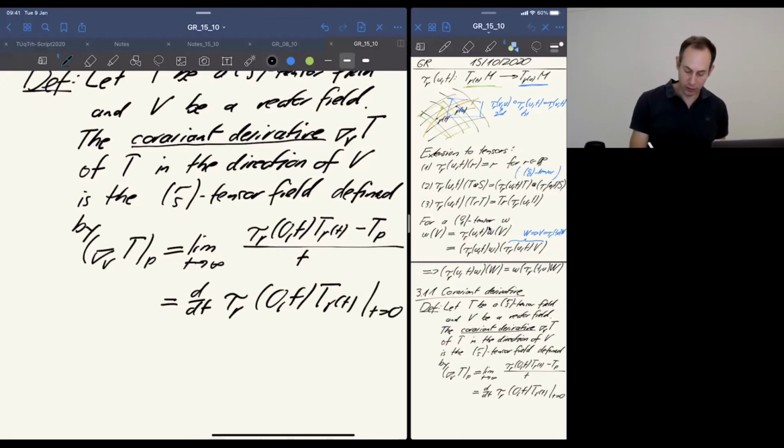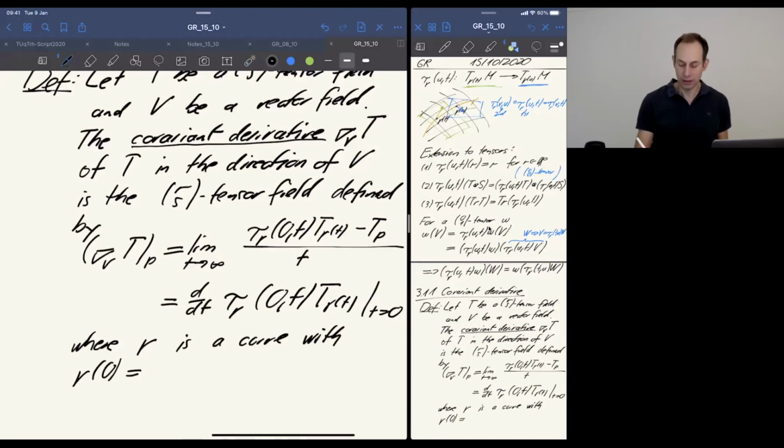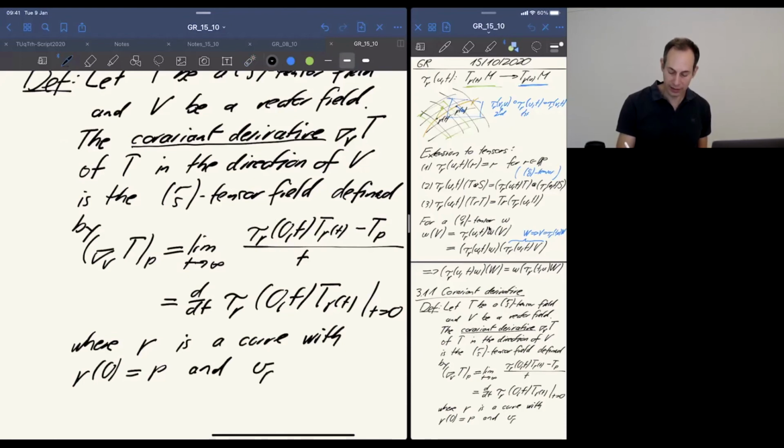And now let me also write down what I already said in words. Gamma is a curve, and I've here made a choice. I've here put the 0, and this is reflected by the fact that I choose the curve parameterization such that at parameter value 0, the curve passes the point P. And of course, that's important. The velocity vector of the curve at that point 0 should be V, the direction of the derivative. Okay, that's the definition.